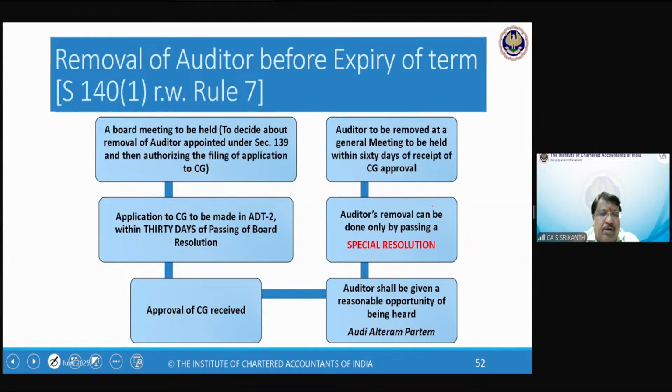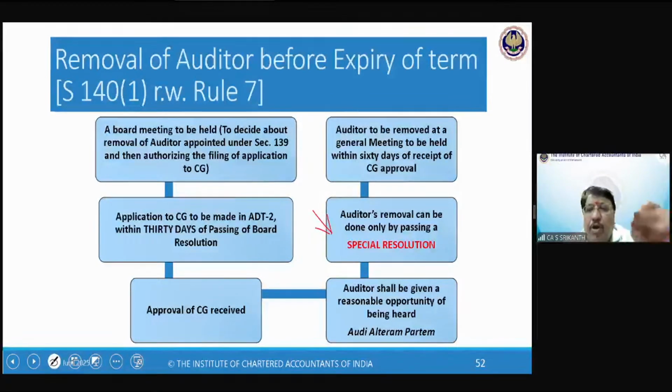If some rogue auditor is trying to create a problem, you have an avenue for removing him. So the auditor shall be given a reasonable opportunity of being heard. He can state his case. Finally, the regional director will decide. Remove him. That's all. Once the approval is given, then the auditor's removal can be done only by passing a special resolution. Note it, please, special resolution. If you are already sleeping because my lecture is a little boring, wake up. Special resolution.